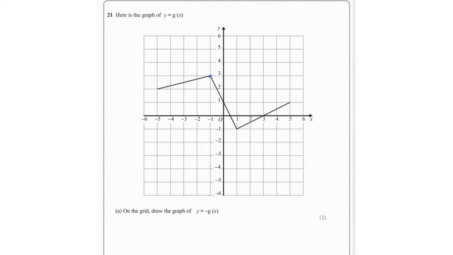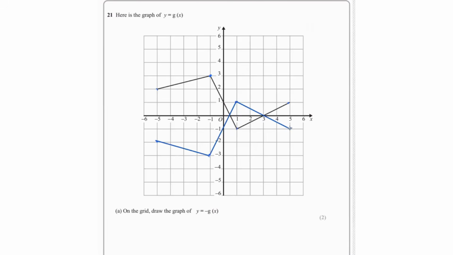This value is positive 3. Now it's going to be negative 3. This is positive 1 over here. This is negative 1 over here, so it's going to be positive 1 over here. This is 1. This is negative 1 over here. And this 2 is going to be negative 2. So now you connect this with straight lines. This is your graph. So this is a graph of y equals to negative g of x.